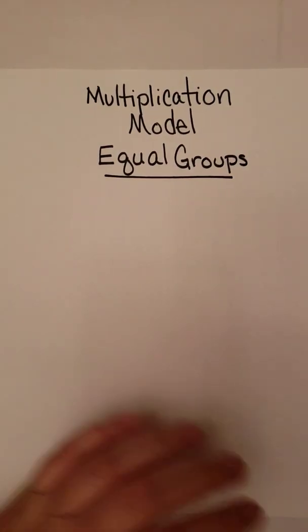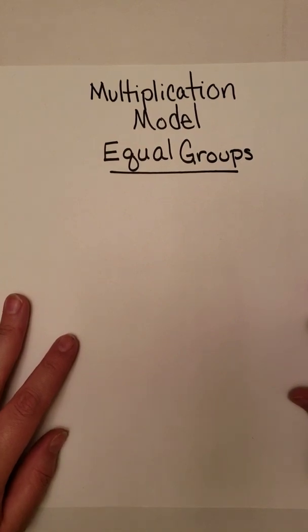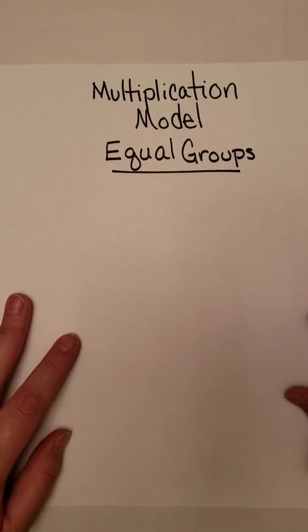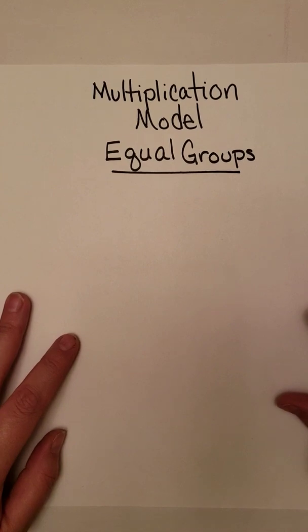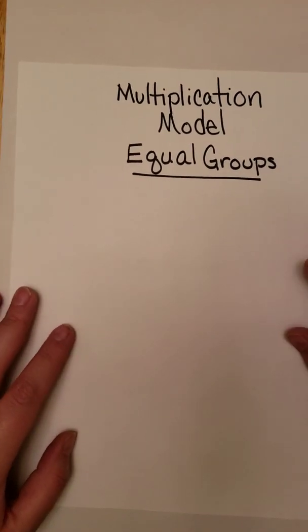Hi mathematicians! We're going to learn how to make a model of a multiplication equation today. And the model that we're going to be using is called an equal groups model. Now models are really important in math.